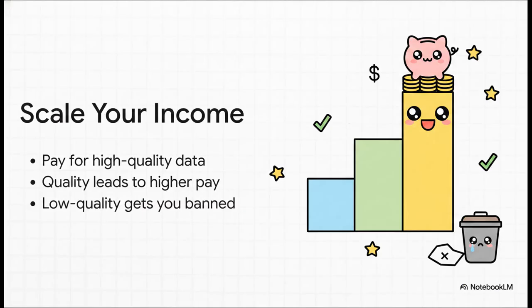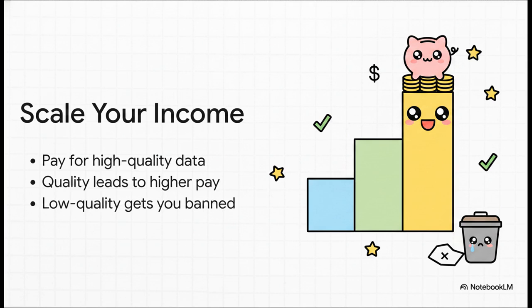Okay, so we've got the browser set up. We know the rules of data integrity. But how does doing all this perfectly accurate work actually translate to your dashboard and, more importantly, your wallet? Well, here is the underlying business logic of this entire industry. AI companies pay for high-quality data, full stop. They desperately need experts who understand how to handle complex prompts. Because of that, higher quality scores lead directly to higher pay. It's literally how you scale your income.